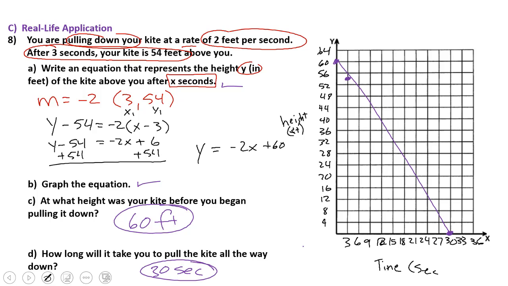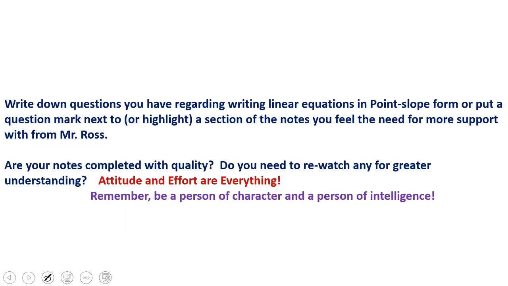Alrighty, so hopefully this helps, clears up a little bit by applying it to some real-life situations. Make sure you write down any questions you have about point slope. And then, of course, check your notes, make sure they're complete with quality. If you need to watch anything for more understanding, rewatch it. Remember, ladies and gentlemen, attitude and effort are everything. It is everything. Whether you understand it right now or not is not the point. 95 plus, who knows what percent, it's very high, don't understand it the first time they hear it and see it and write it down. We're going to hear it and see it again tomorrow. We're going to practice it.